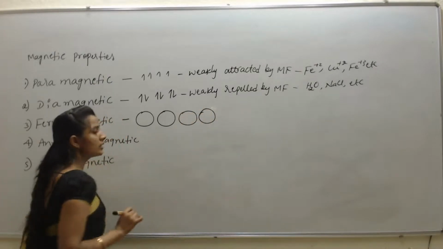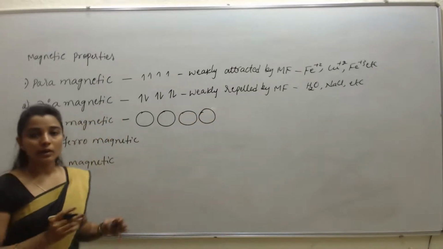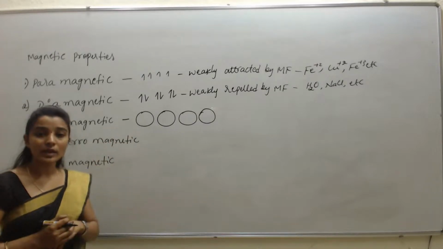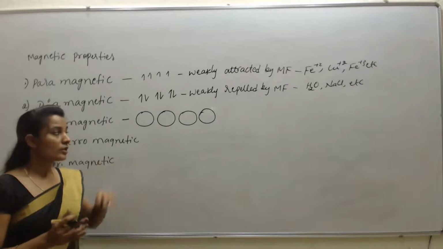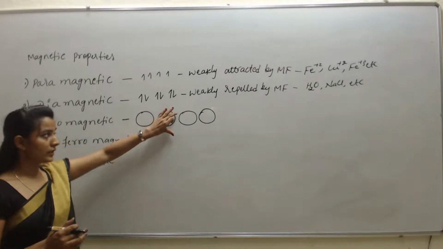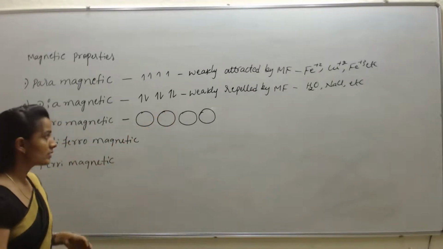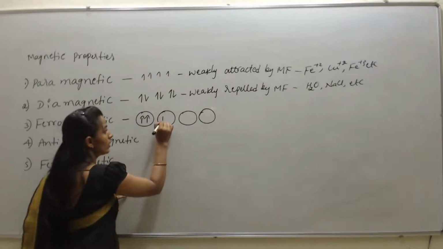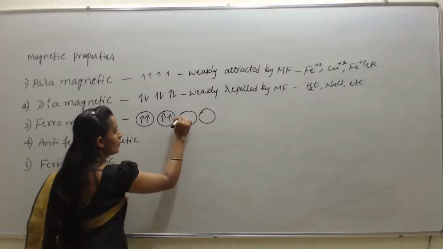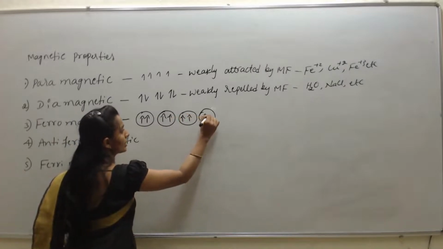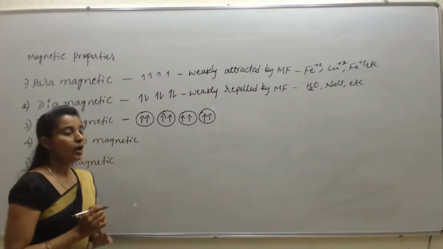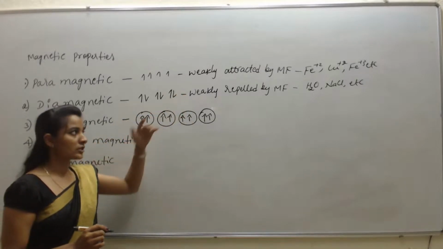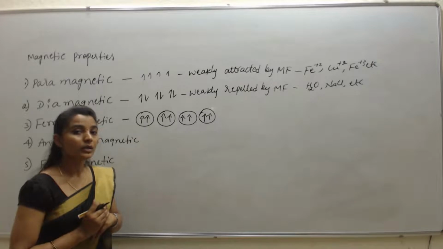Okay, so initially I told you domains are randomly arranged in different directions, so the magnetic moments may cancel each other and become 0. Once we apply a magnetic field to this type of substance, the domains, which were randomly oriented, are oriented in a proper parallel direction. Once the magnetic field is applied, they are oriented in a proper direction and they become permanent magnets.